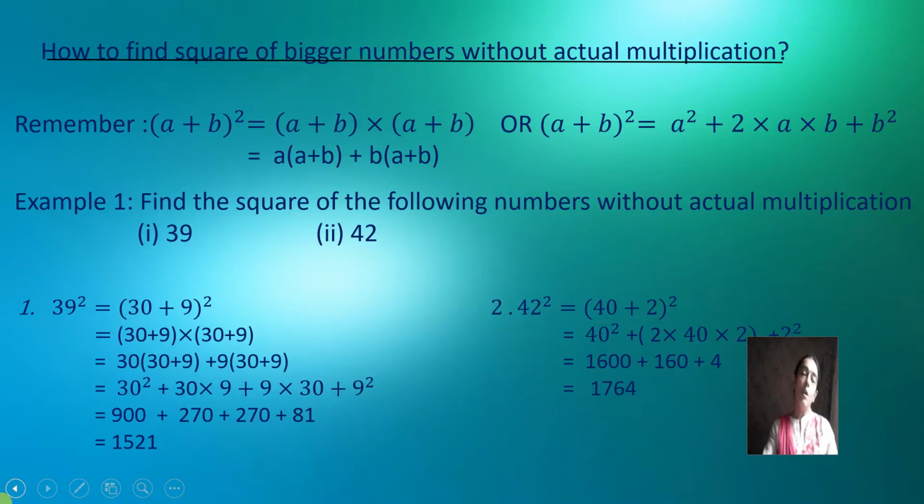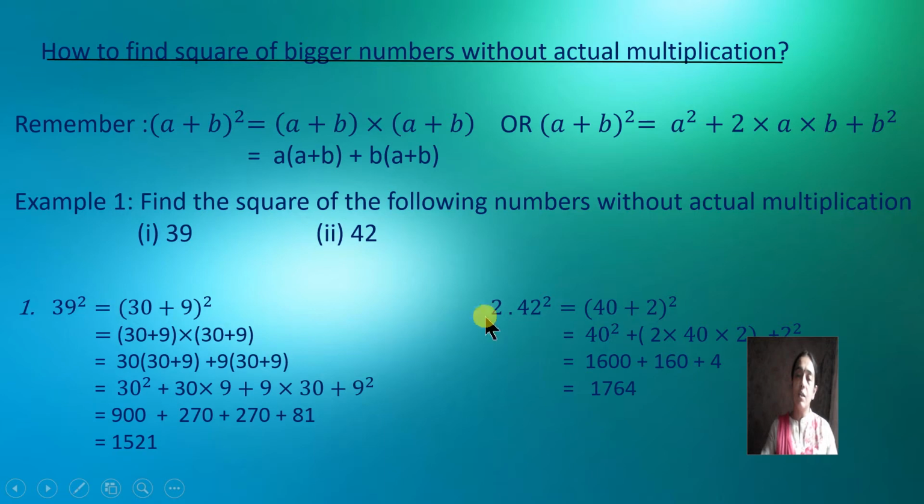Now because 30 square, there is 1 zero, so the square will have double zeros, and square of 3 is 9. So 900, plus 30 into 9 is 270, plus 9 into 30 is 270, and plus 9 square is 81. When we add all this, we get 1521. Now the next method.